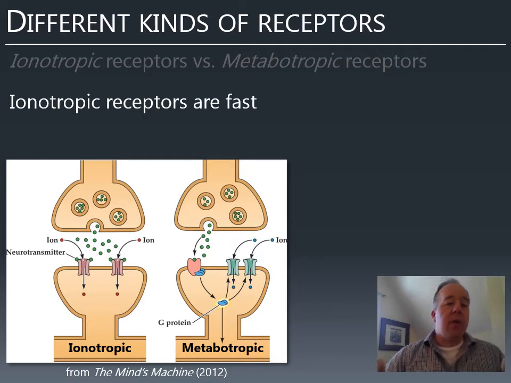So we have a neurotransmitter bind to the ionotropic receptor. It opens up its ion channel, and whichever ion it lets flow through, that ion flows. And you have a quick change in membrane potential.